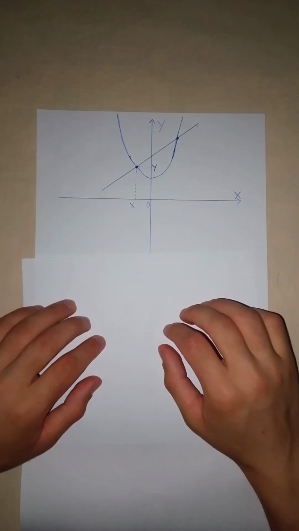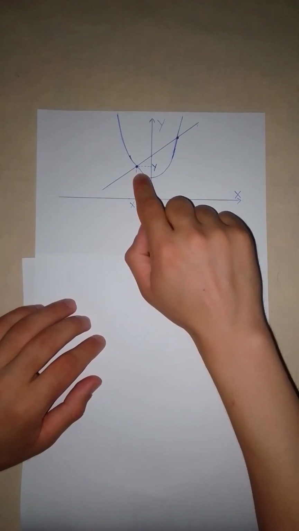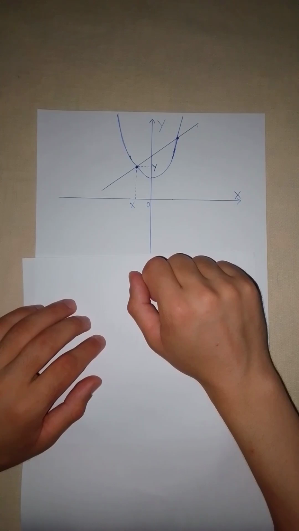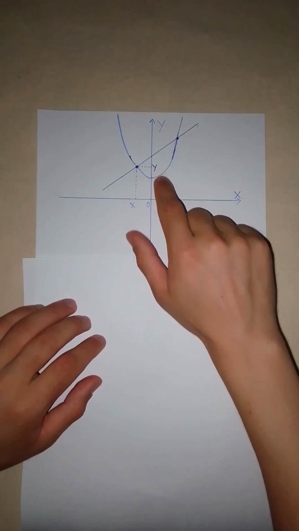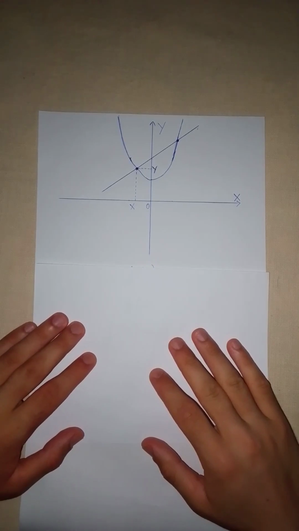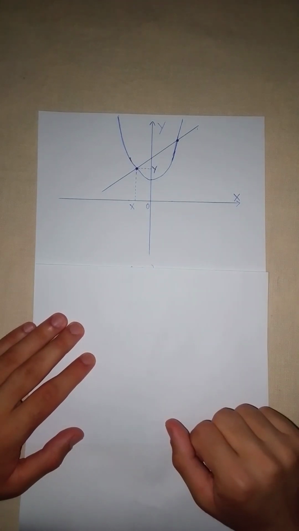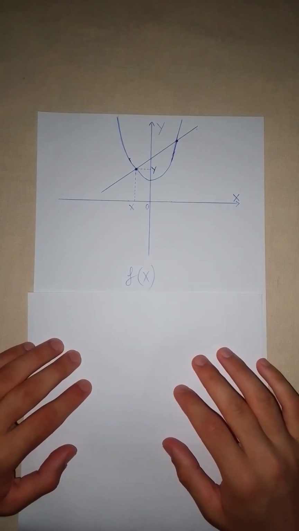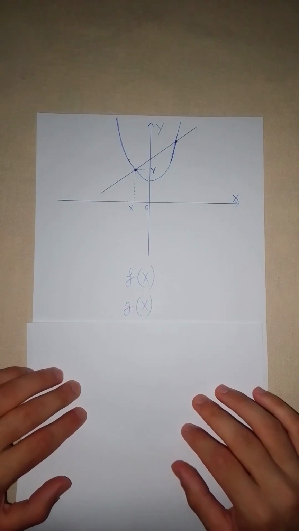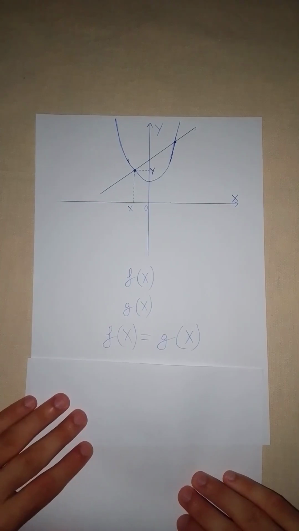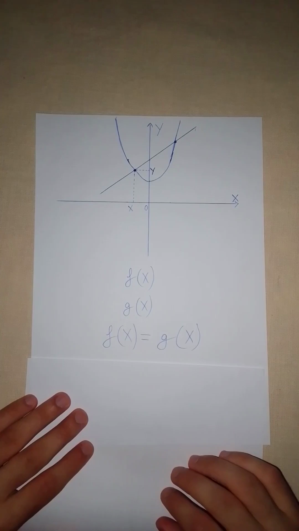Let's think about one of these intersection points. At this point, both graphs have the same x-coordinate. More importantly, they also have the same y-coordinate. That means both functions produce exactly the same output for the same input. In other words, if one graph represents the function f of x and the other represents g of x, then at every intersection, f of x equals g of x. This is an incredibly important idea.